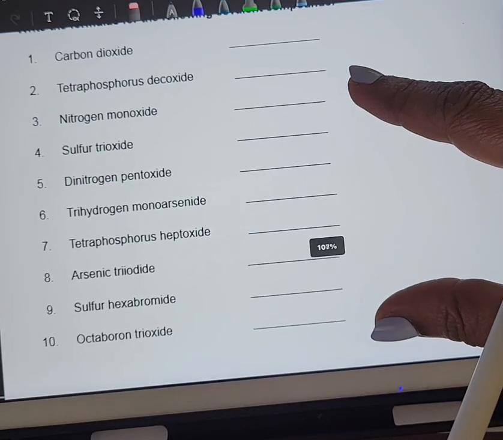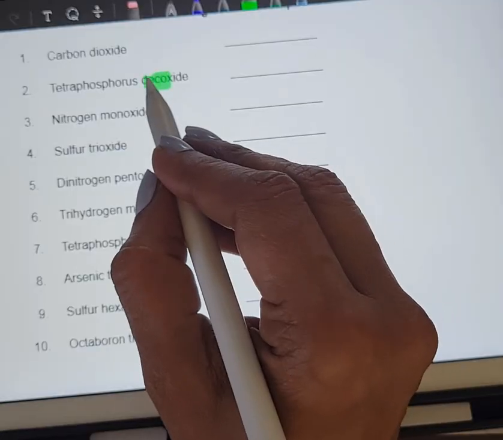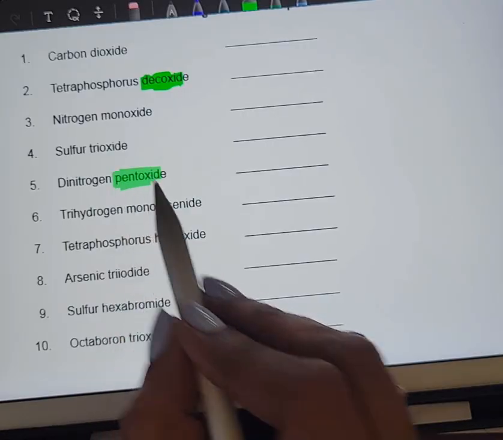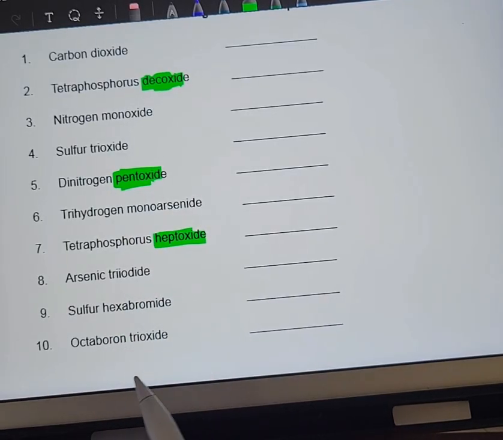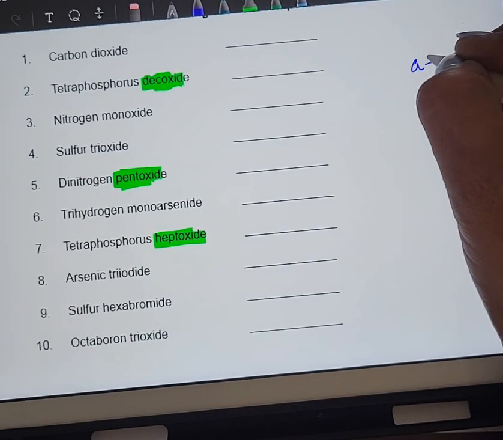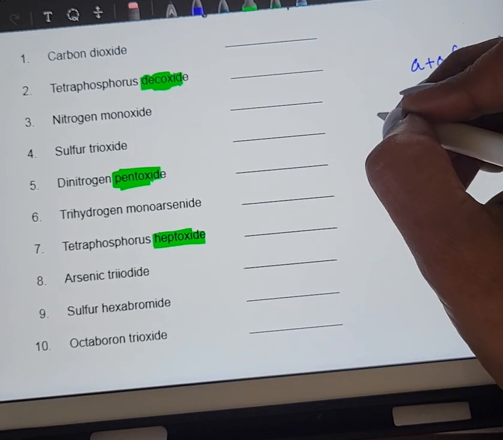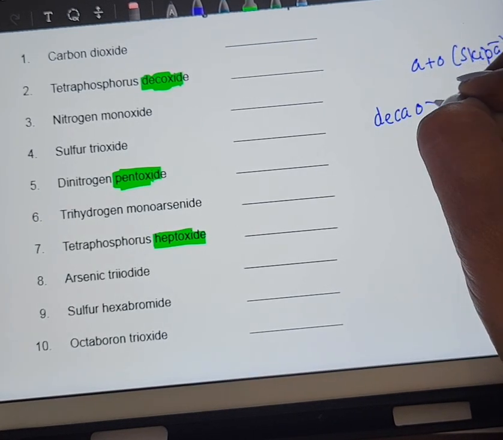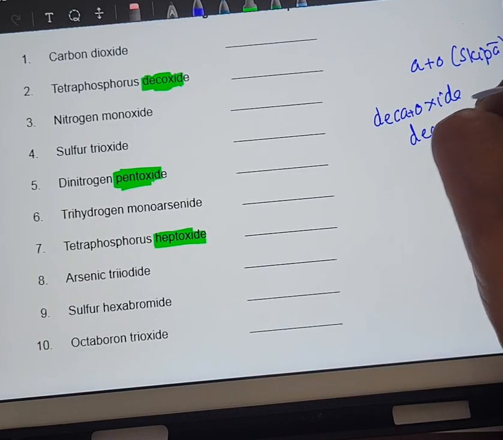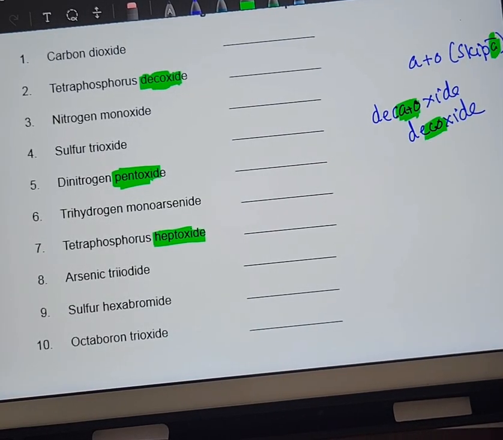Go ahead and do this. Okay, so you may be confused here. Here it is decoxide, which means decaoxide. Pentoxide means pentaoxide. Heptoxide means heptaoxide, okay? So if you have A and O together, we will skip A. That is decaoxide. When you combine them, you will write decoxide. Okay. Remember that. Don't get confused.